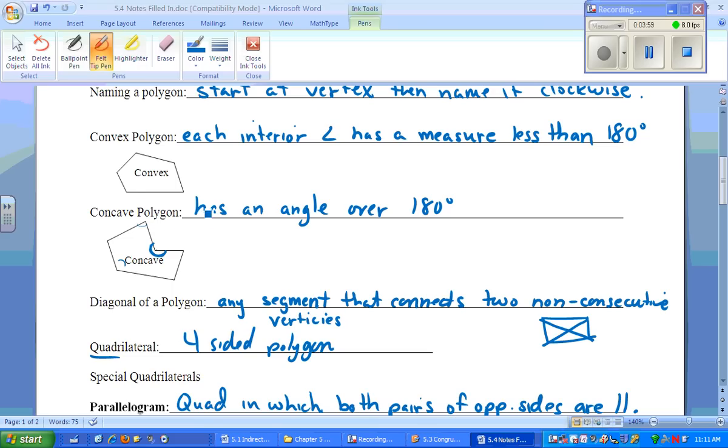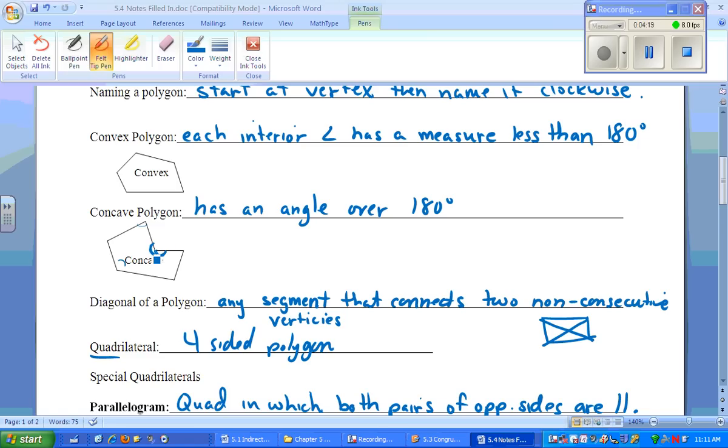Versus a concave polygon, which has an angle over 180 degrees. So when you look at these angles here, this angle on the inside is over 180 degrees. You can tell by the way it loops around, because 180 would stop there, right? And then you still have that extra bit right there. So it'd be over 180.